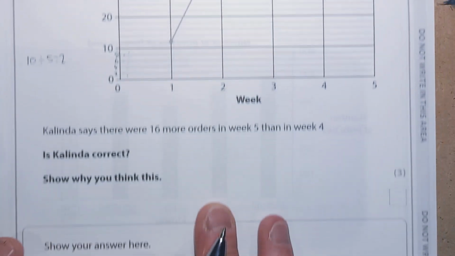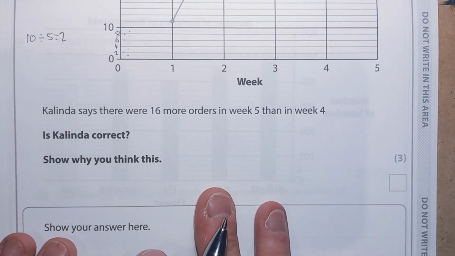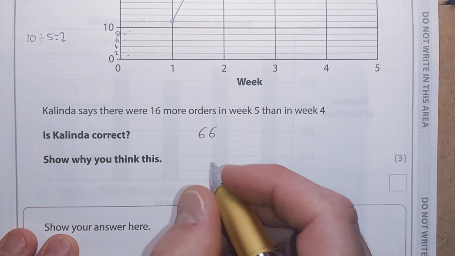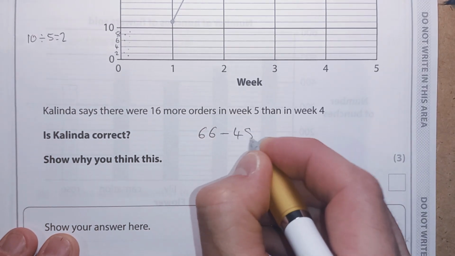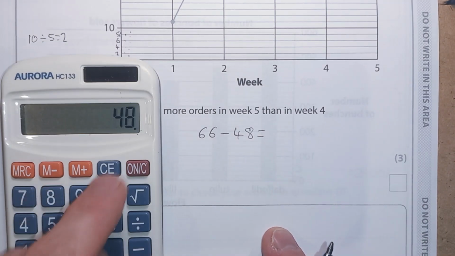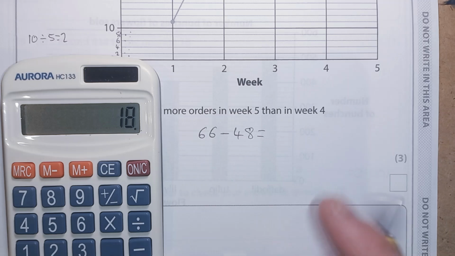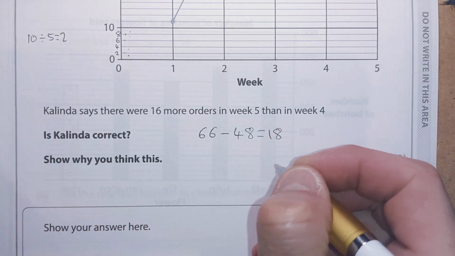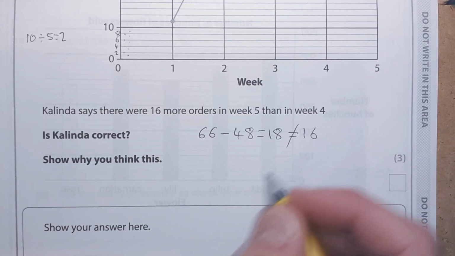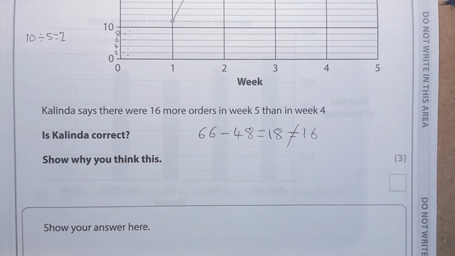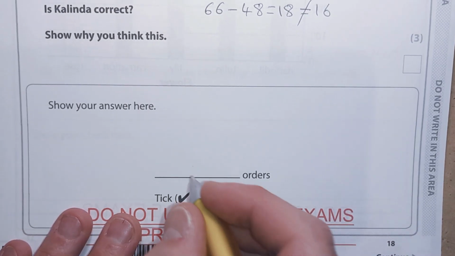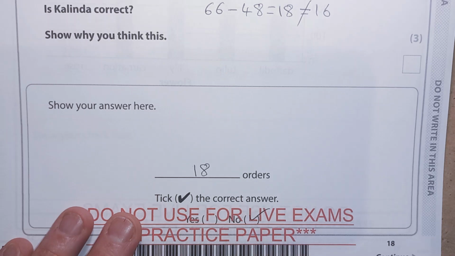So Kalinda's saying there were 16 more orders. Well, if we want to know how many more, we need the difference. So we're going to go with the bigger number, which was the 66, minus the smaller number, which was 48. So 66 minus 48, which gives us 18. Now, Kalinda says there were 16 more. Well, 18 is not equal to 16. So is she correct? No, she's not. So we can tick the no box here and write our 18 in here.